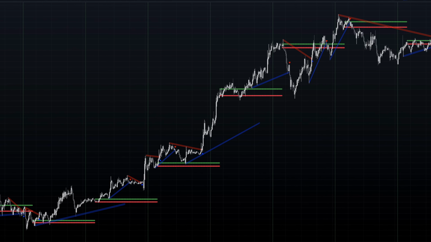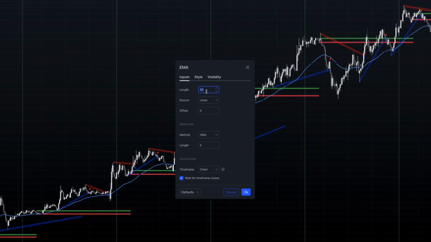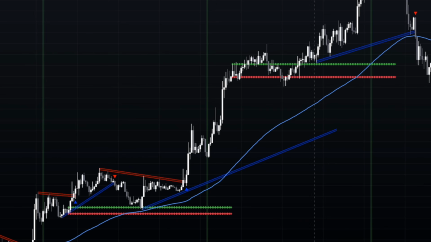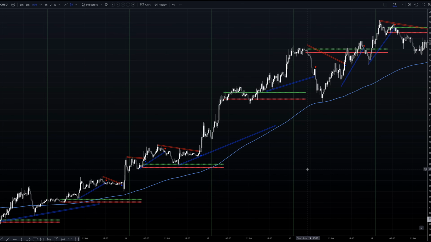You can add another confluence to this setup to make it even stronger, the moving average. For example, using the 20 or 50 period moving average can be beneficial, but I wouldn't go higher than 100 as it can lag significantly behind our main indicators.